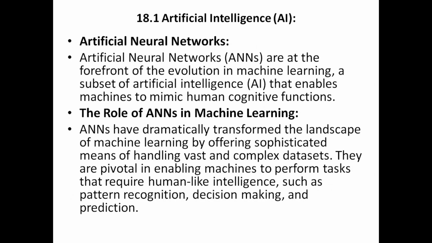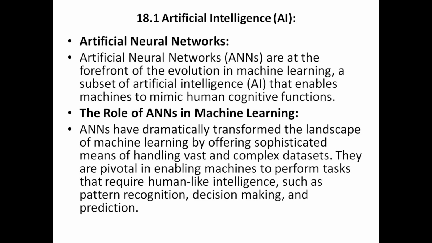Next we have the artificial neural networks. ANNs are the forefront of evolution in machine learning. These are used by machine learning systems in order to learn new things, in order to utilize past data, and in order to mimic human cognitive functions.